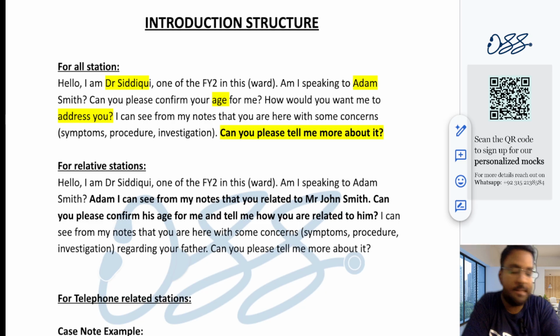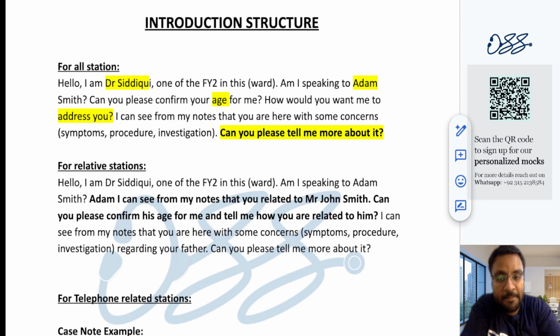"Can you please tell me where the pain is? Can you please tell me since how long you have been having it? Can you please rate the pain on a scale of 1 to 10 for me?" Those are close-ended questions. And because we are so worried about completing our data gathering and about time management, the open-ended question particularly gets missed during our consultation, but it is very, very important.